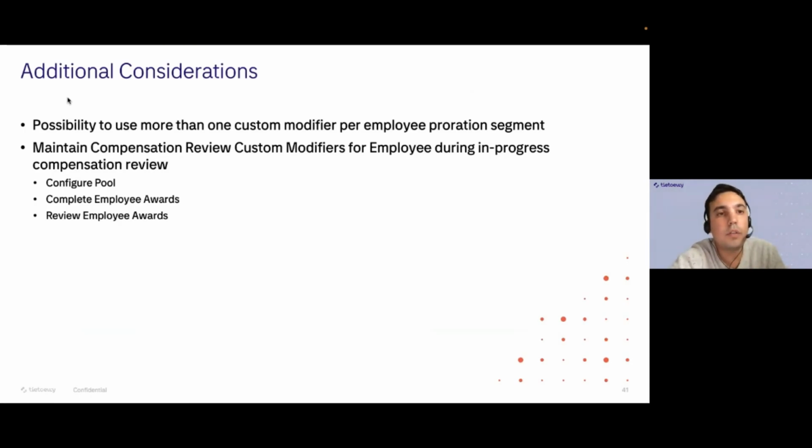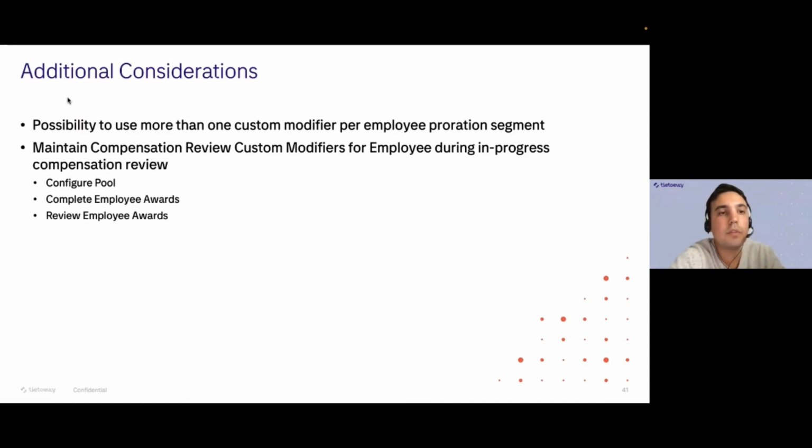In consideration, you can use more than one custom modifier per employee proration segment, like we said. So it can also be that for your first segment you have only one modifier, and for your second segment you can add 1, 2, 3 or more modifiers. That's completely possible to do.